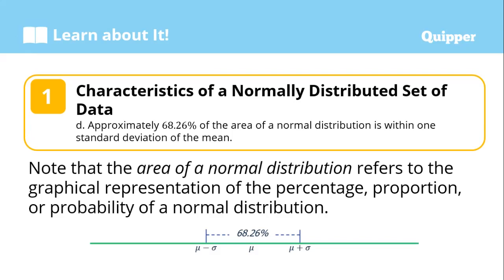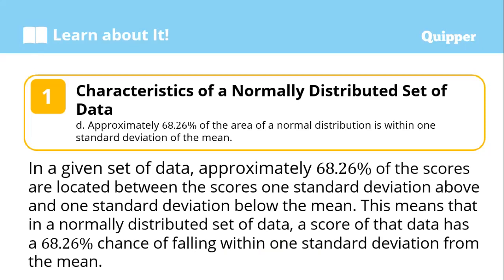Ito ang mean, 0, plus above the mean, and minus below the mean. Muna siya nasa tunga. In a given set of data, approximately 68.26% of the scores are located between the scores 1 standard deviation above and 1 standard deviation below the mean. This means that in a normally distributed set of data, a score has a 68.26% chance of falling within 1 standard deviation from the mean.